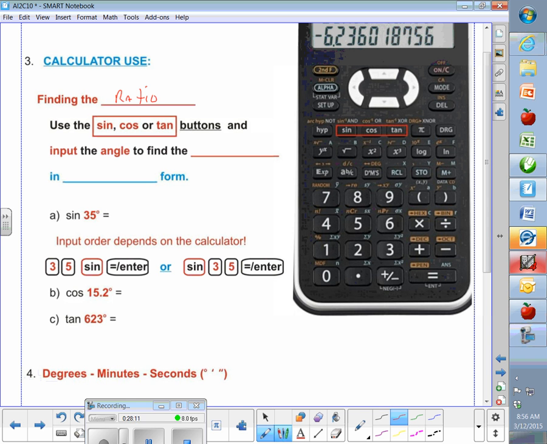So again, that's the sine button, cosine button, or tangent button. Not the second function above it, sine to the -1, cosine to the -1, tangent to the -1. It's the sine, cosine, tangent. How do you use it? You use those buttons and input the angle to find the ratio. And this is really important. You keep track of this. That ratio, that fraction, is going to be in decimal form.